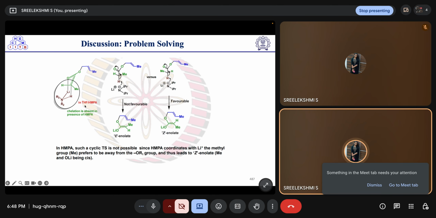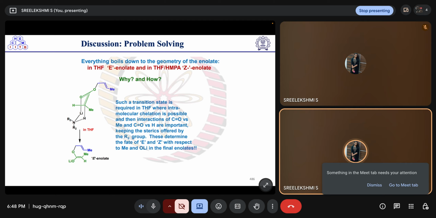Now, in the case of this THF HMPA mixture, no such chelation is observed. So this type of enolate is not favored in that case, but rather the Z-enolate is usually favored, because HMPA is preventing that chelation. In HMPA, the cyclic transition state is not possible since HMPA coordinates with lithium plus. The methyl group prefers to be away from the OR1 group.